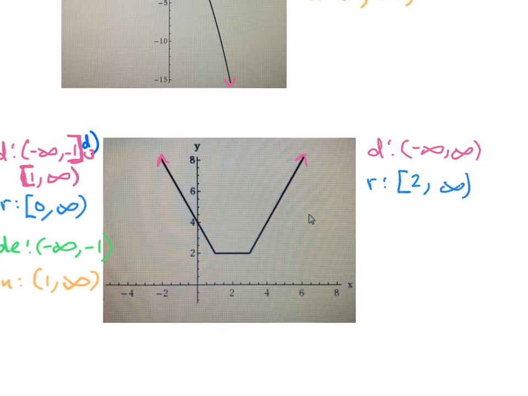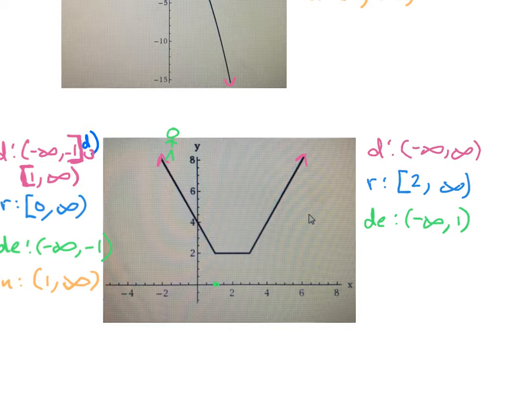Next, we have increasing and decreasing. So our little person would start by going downhill here. So we start decreasing. Negative infinity to, this would be 1. So again, we're looking at our x values for increasing and decreasing.